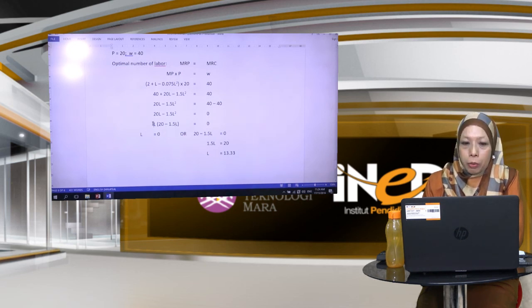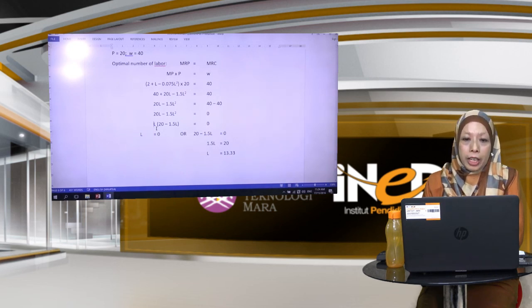So notice that when you cross multiply, you're going to get back the original function. For example, L times 20 will give you 20L. Minus sign, you write it down again, minus. L times 1.5L will give you 1.5L squared. And this equals 0.